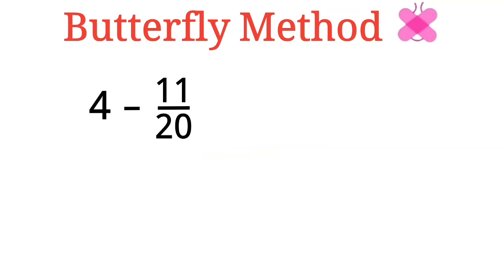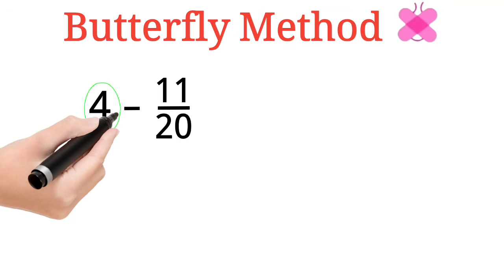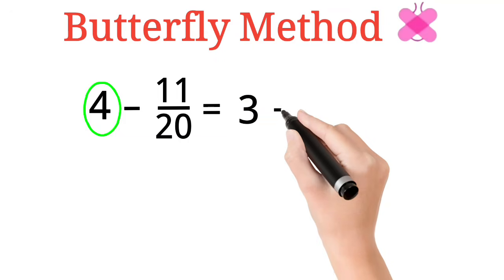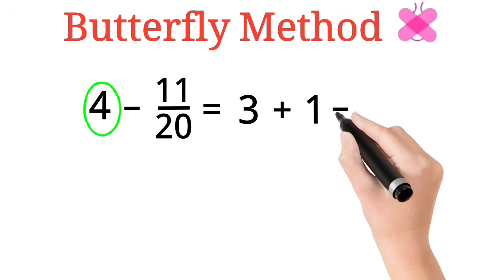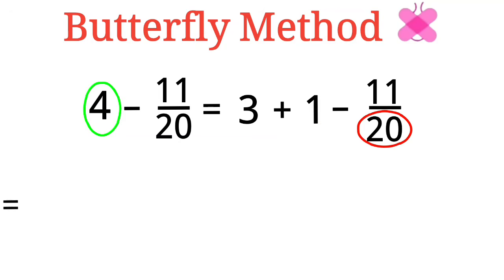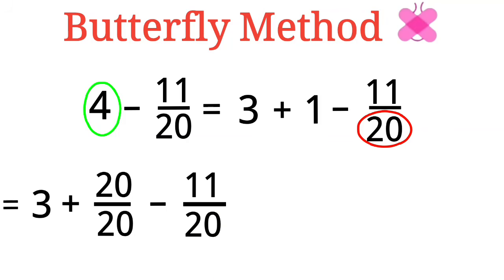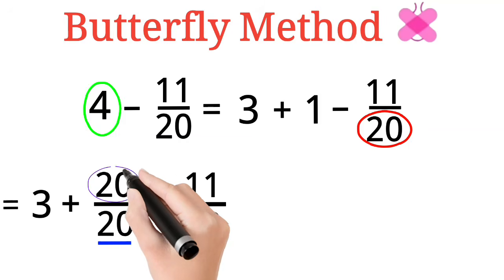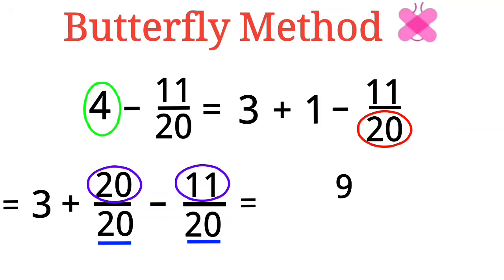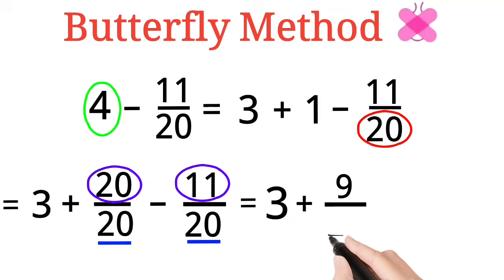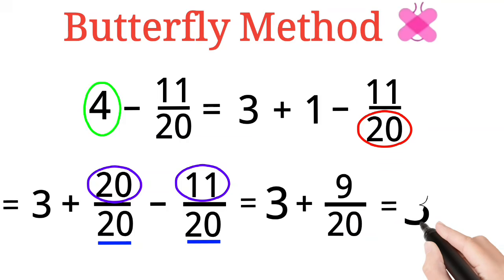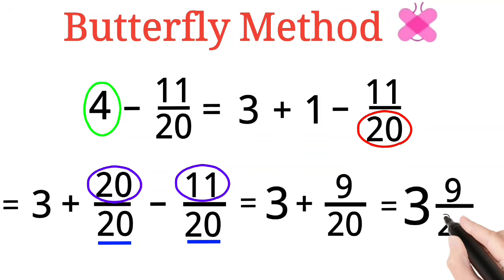Now what we need to do is some regrouping. We'll borrow 1 from the 4, so we can rewrite 4 as 3 plus 1. And because our fraction has a denominator of 20, we can rewrite that 1 as 20 over 20. So now we have 3 plus 20 over 20 minus 11 over 20. Now the denominators are the same, so we can subtract the numerators. 20 minus 11 equals 9, so we're left with 3 plus 9 over 20. And that can be written as 3 and 9 over 20.